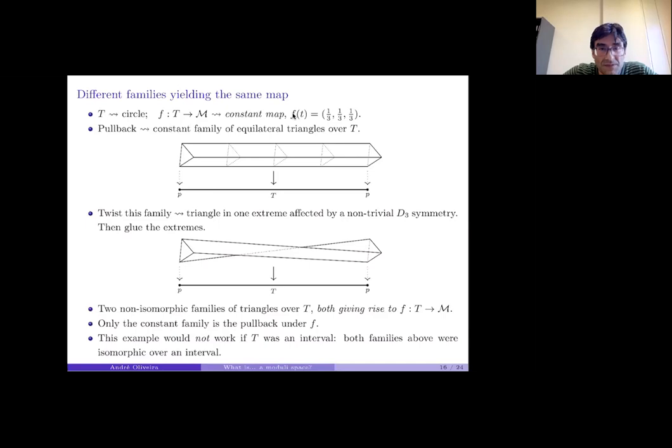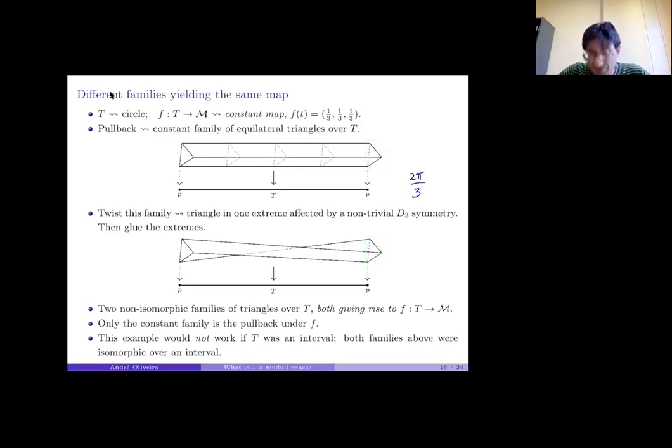Twisting here has no very rigorous mathematical definition. This word twist is just a way to obtain this family out of this one, and you can see how you do it. You pick up this side and you twist. What I'm applying for these two pictures is a rotation of 2π/3 to this last triangle. I'm rotating it and obtaining this.